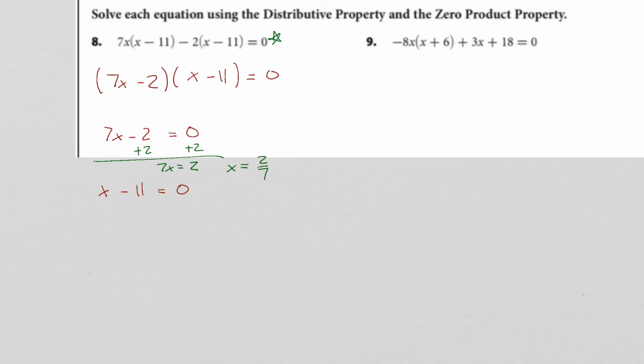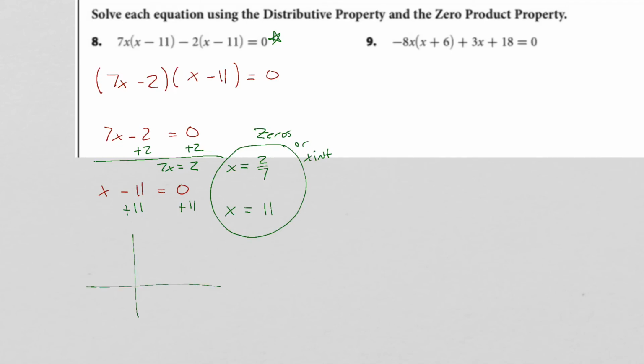And let's find out what else. Add 11 to both sides, and x is equal to 11. So the zeros of this function, the zeros or the x-intercepts, are essentially 2/7 and 11. And all that means on a graph is that this thing hits the x-axis at 2/7 and 11. So let's try this other example.